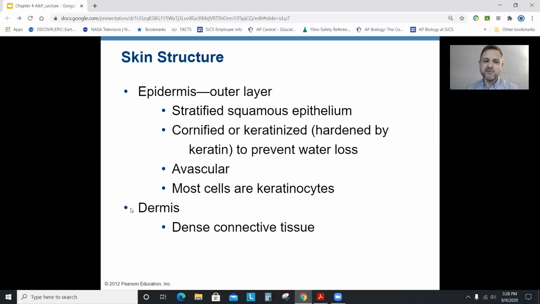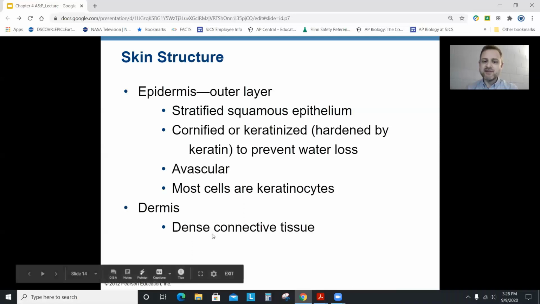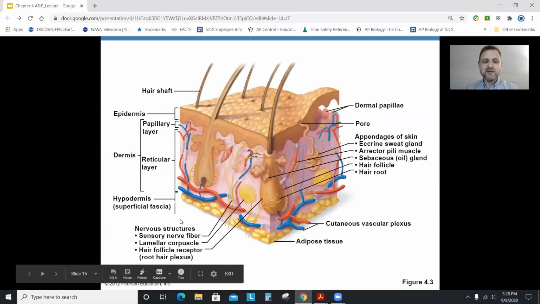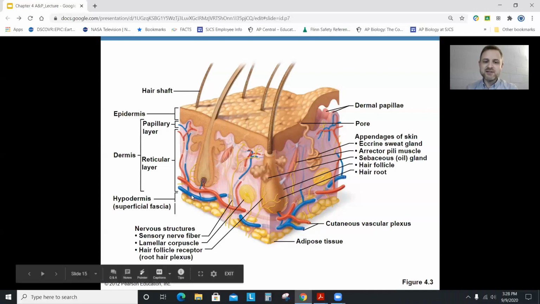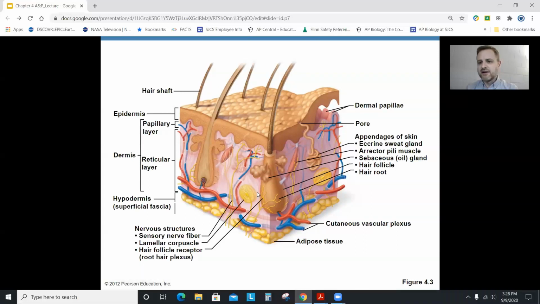The dermis underneath is mainly composed of dense connective tissue, like going back to chapter 3. Here again, you can see, here's the epidermis. It's thinner. The dermis is thicker. The papillary layer, the reticular layer, we're going to go through all this in a minute. And underneath is the hypodermis. Inside the reticular layer, you can have sweat glands, hair follicles, oil glands, sensory nerves, heat receptors, touch receptors, things like that.